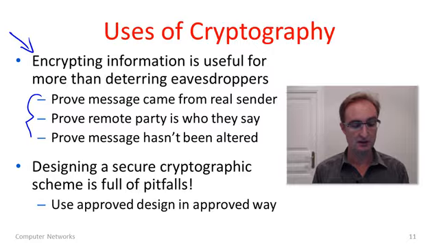For instance, and this is pretty cool, you can use encryption to prove that a message came from a real sender, the sender you thought it did, to prove that the remote party you're interacting with is who they say they are, or to prove that a message that came over the network not only hasn't been read by an eavesdropper, but hasn't been altered while it's in transit. These are all very useful properties, of course, and we'll want them in many of the schemes we put together.